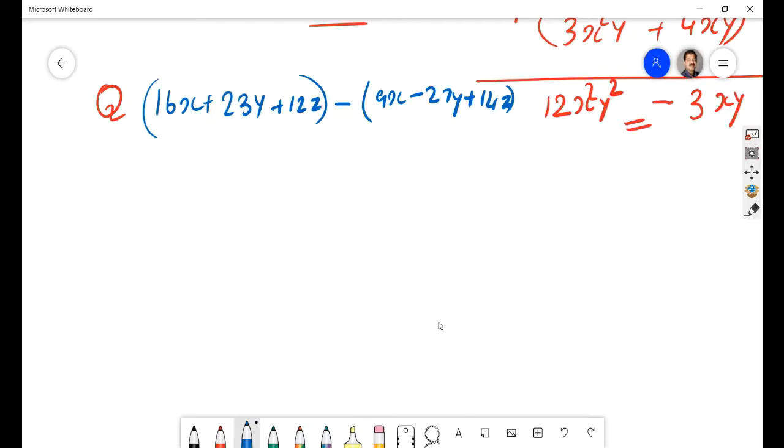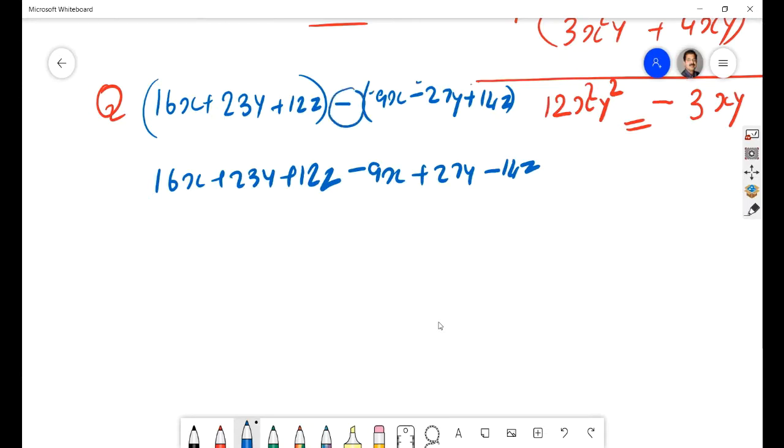According to the horizontal arrangement, it will remain like this. Then we will try to resettle it in such a way that like terms are brought together in order to operate. For that, we have to remove the bracket, and after removing the bracket, the sign will change over here. The thing is that 16x plus 23y plus 12z minus 9x plus 27y minus 14z. The sign over here will be changed because there is a subtraction sign here. We have to take care in the case of subtraction.